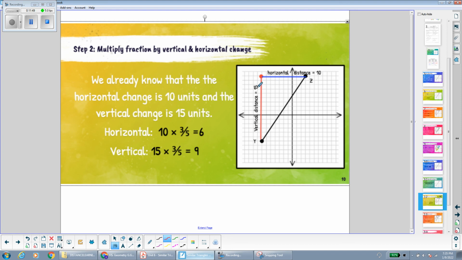And you should find the same change in x as 10 and the same change in y as 15. Once we have our change in x and our change in y, we can multiply by the fraction that we found on the previous slide. And as you can see here, 10 times 3 over 5 gives us 6, and 15 times 3 over 5 gives us 9.